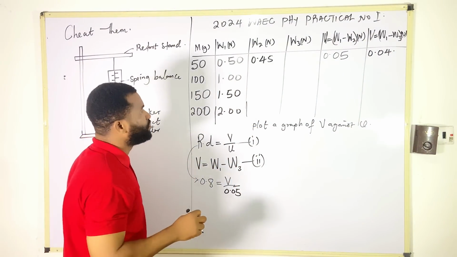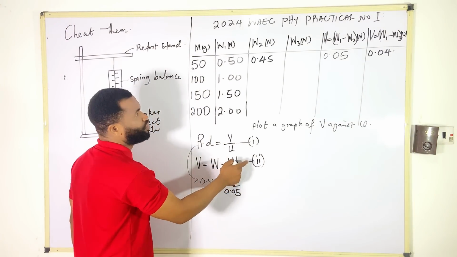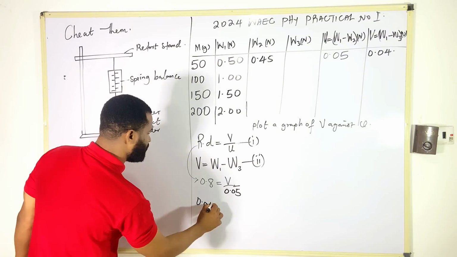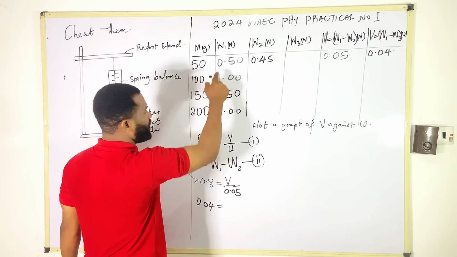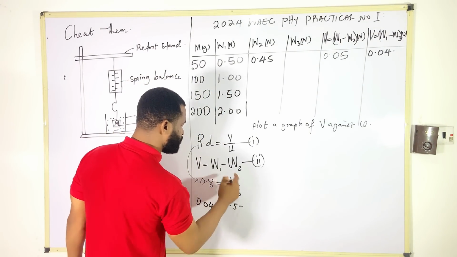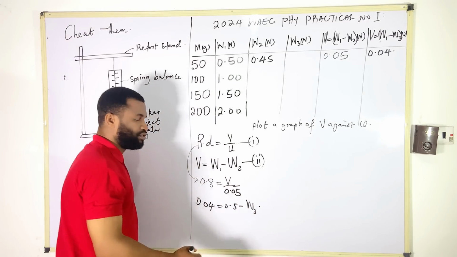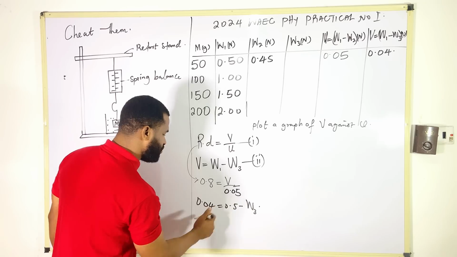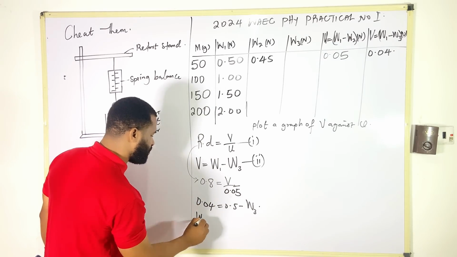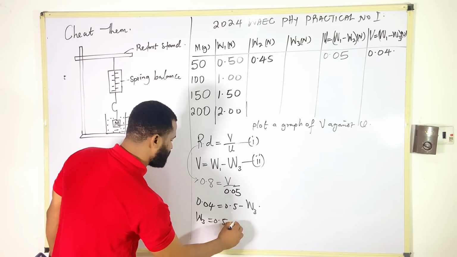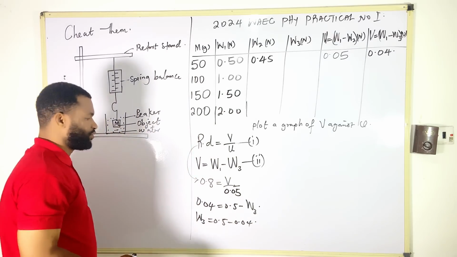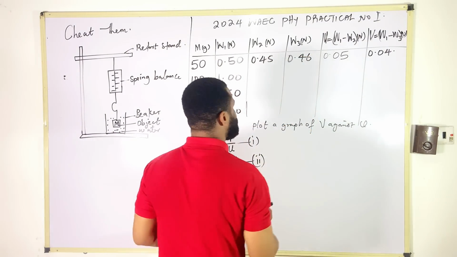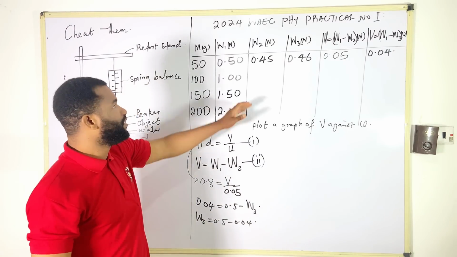And then what else do we do? You now use this second equation to find the value of this. In place of V, I'm putting 0.04, which is equal to W1, already known as 0.5, minus W3, which is what I'm looking for. So that simply means 0.5 minus 0.04. So W3 is equal to 0.5 minus 0.04. You are going to have 0.46. All right, you see, I have filled this value.